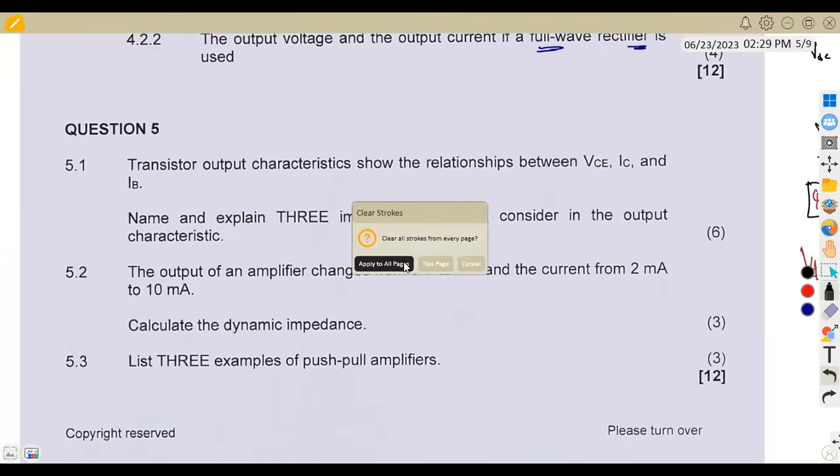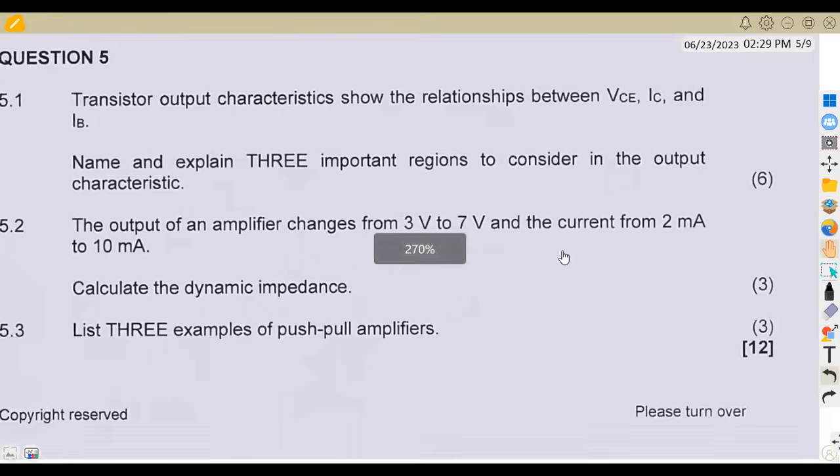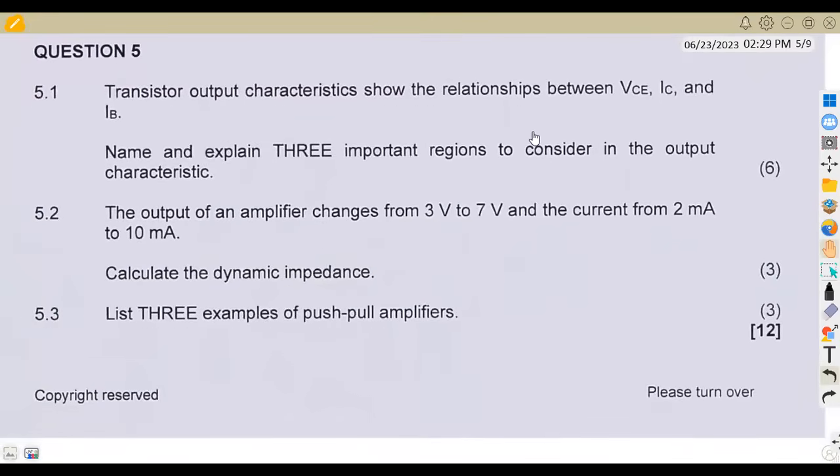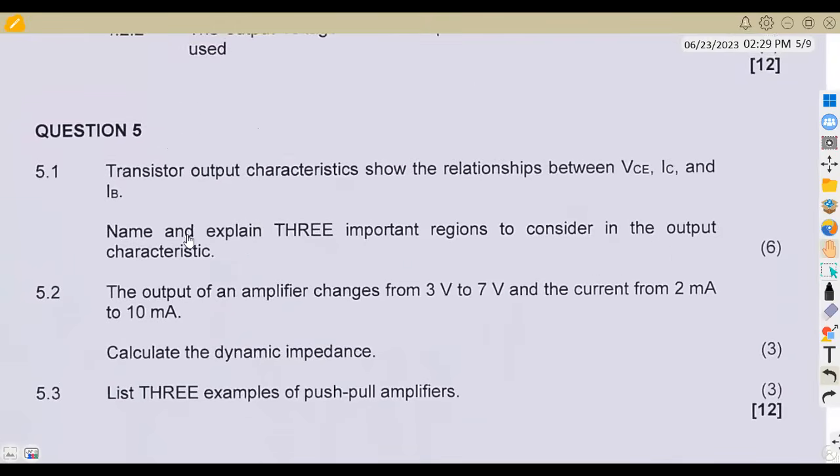All right, so let's check what we have on question number 5. We are given that transistor output characteristics show the relationship between VC, IC, and IB. That is what we are given to say whenever we're dealing with transistors, they show us these characteristics. So the question is, name and explain 3 important regions to consider in the output characteristics. What are the 3 things that we need to consider on the characteristics for the output? All right, so let me show you guys what we have got in this case.